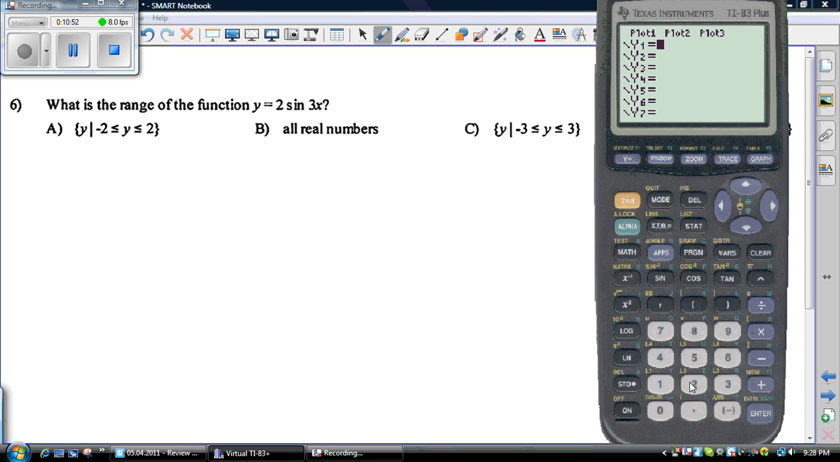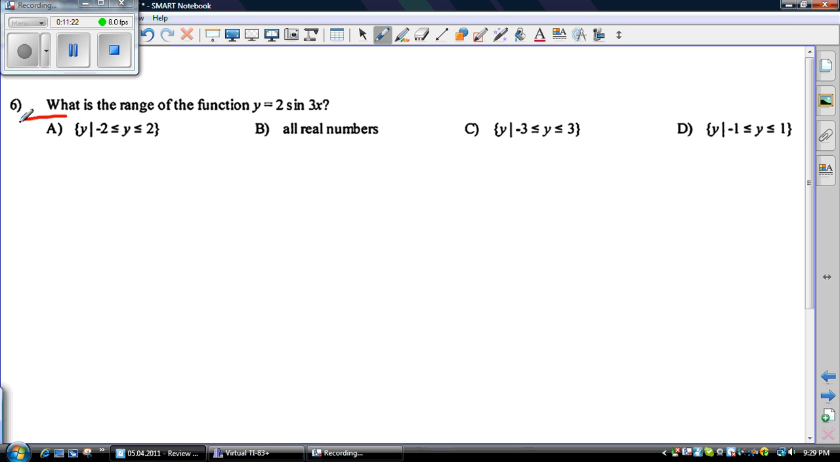And now let's enter our graph: 2 sine 3x. Take a look. So here's what the graph looks like, right? The 3 means that you should actually see 3 of them. The 2 in front means it's the amplitude. The amplitude is how high or low it goes. It goes down to -2, goes up to 2, and the range is the movement up and down. It's the possible y values where this thing exists. And so the answer is just A.